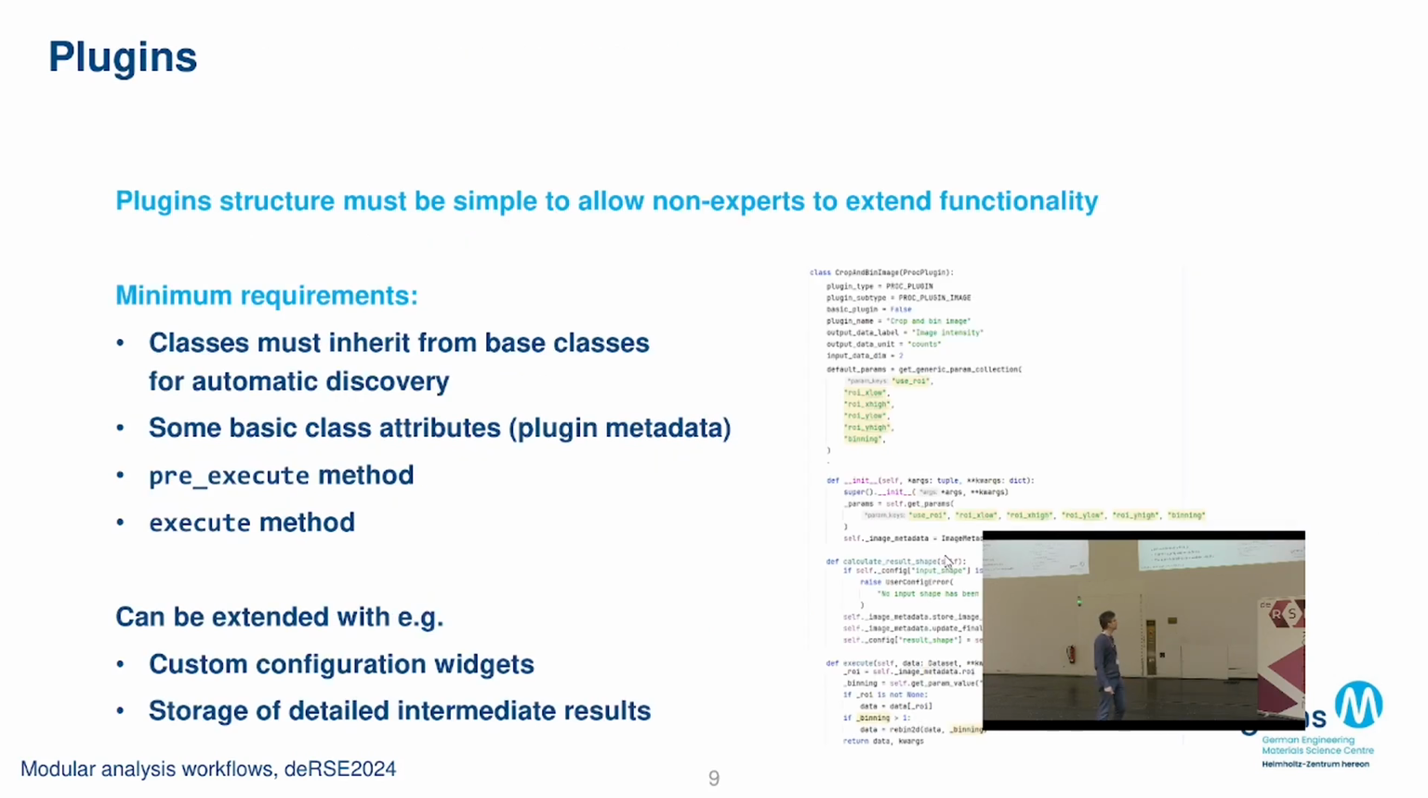The plugins themselves are quite simple in the structure because we want to be able to offer users the chance to put their own plugins into our workflows. So there's really just a few minimum requirements. They must inherit from the base class for automatic discovery. I'll come to that later. There's some basic class attributes, which is essentially metadata. And then two methods: a pre-execute, which is run once at the beginning of the workflow, and then an execute for each data point. You can add some additional stuff like custom configuration widgets or storage of intermediate results, but these are not required.